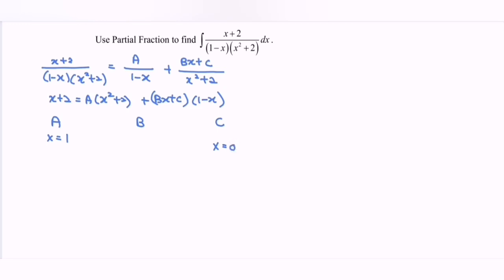Let's say x is equal to 0. Then for B, x is equal to 2, any value other than 1 and 0. So let's begin with the calculation.